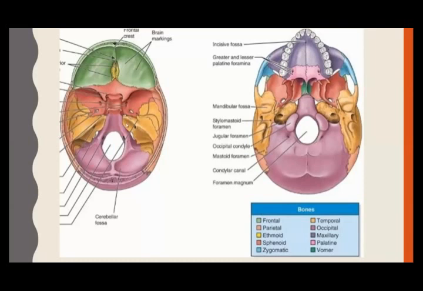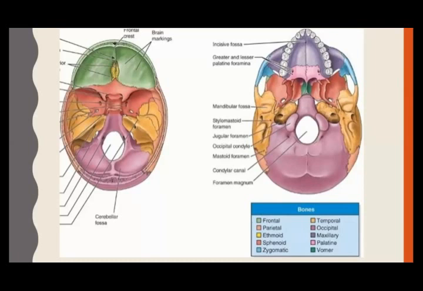Okay, so this is the petrous temporal bone. This is the squamous part of the temporal bone. There are other parts too; we'll do them later on. Now, this is the occipital bone. It is deep here because this is the part where the cerebellum lies. Cerebellum is part of the brain, so this is called the cerebellar fossa.